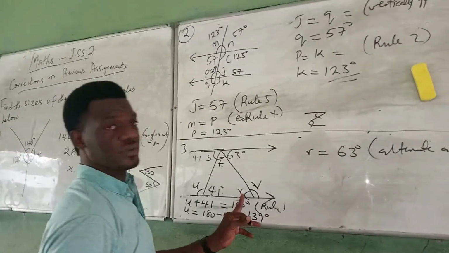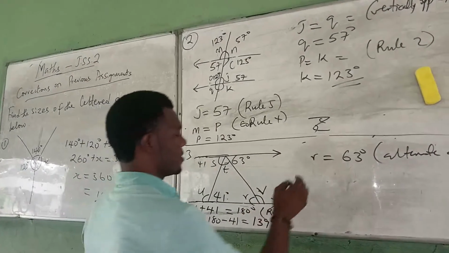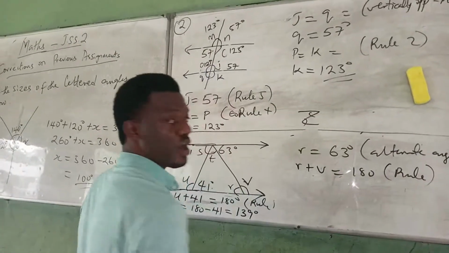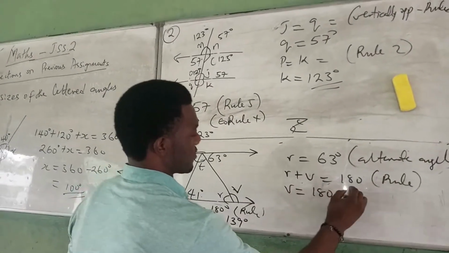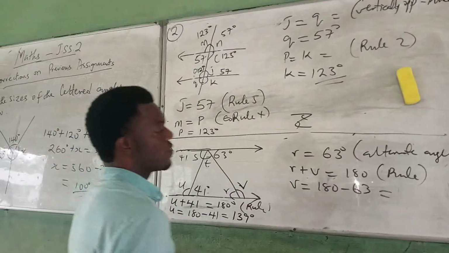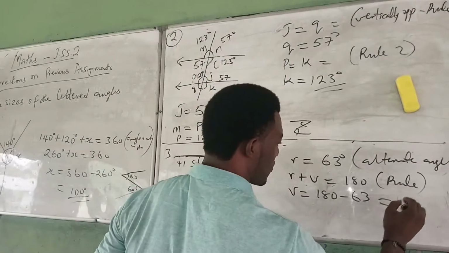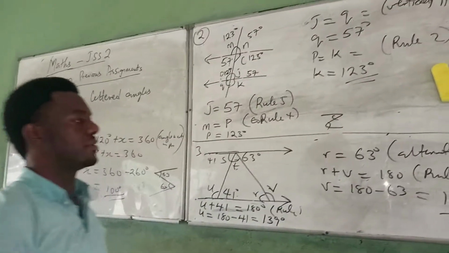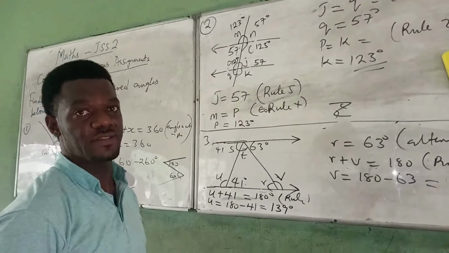So since we've got R equals 63, then R plus V will be 180 degrees. Reason, rule 1. Angles on a straight line. So our R is 63 already. So V should be 180 minus 63, which will give us 117 degrees. So that is the answer. So we've got the value of all the letters.